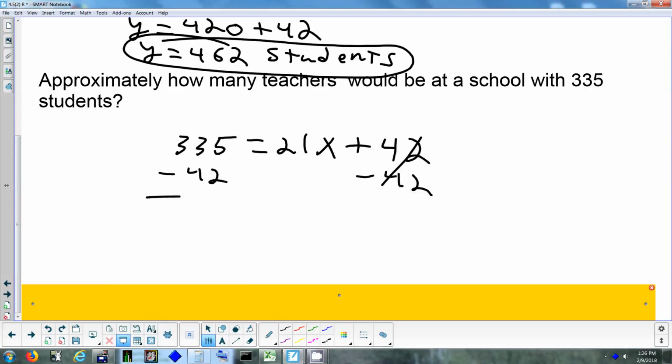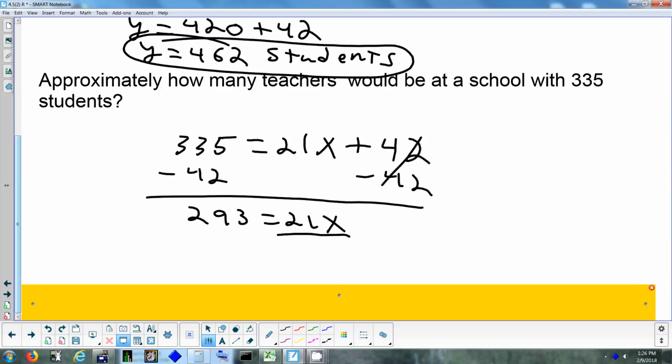Both times I got a decimal. This doesn't make sense. I got 14 point something. And what's my last step? You have to divide what it gives you. You didn't subtract correctly, I don't think.